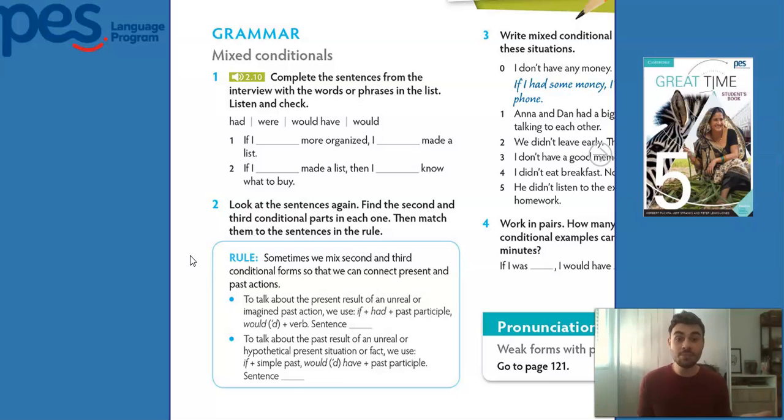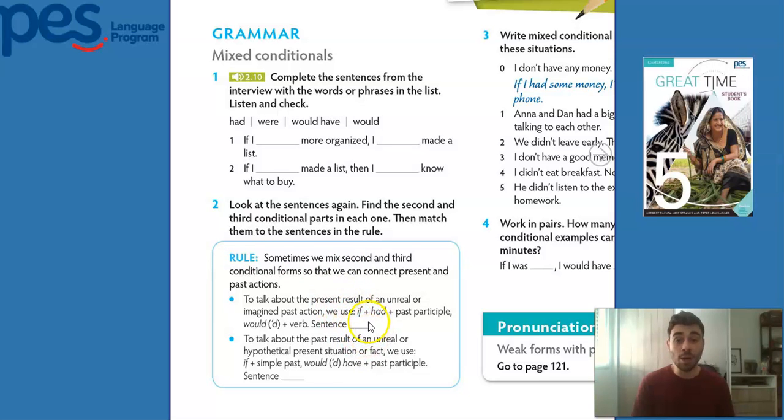And which one of the sentences, 1 or 2? So now I want you to pause the video, go back to the sentences, try to analyze what are the second and third conditional parts in each one of them, and then match, put the number over here.